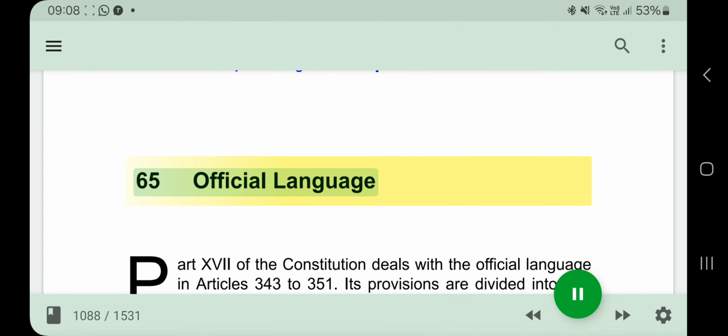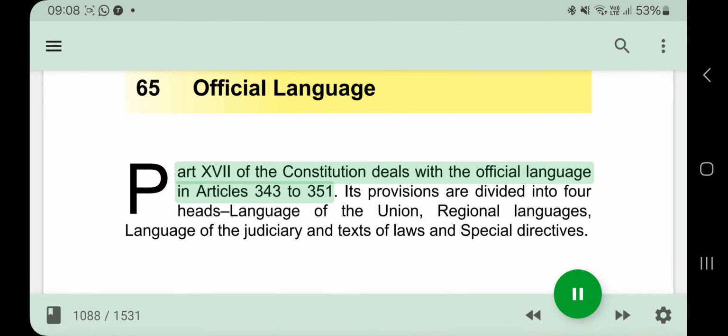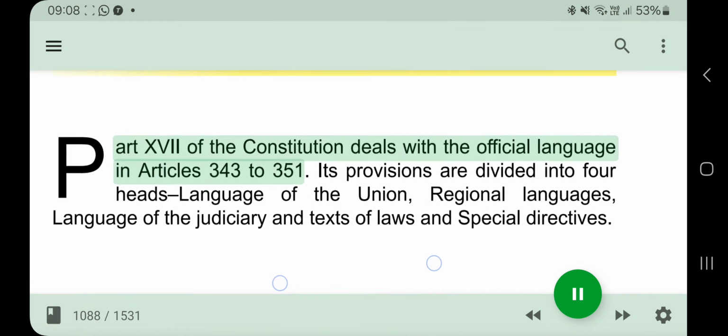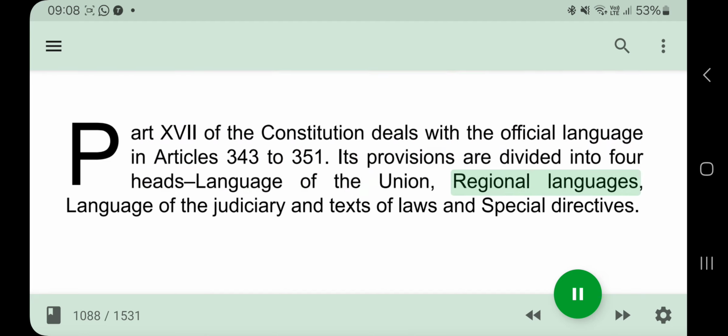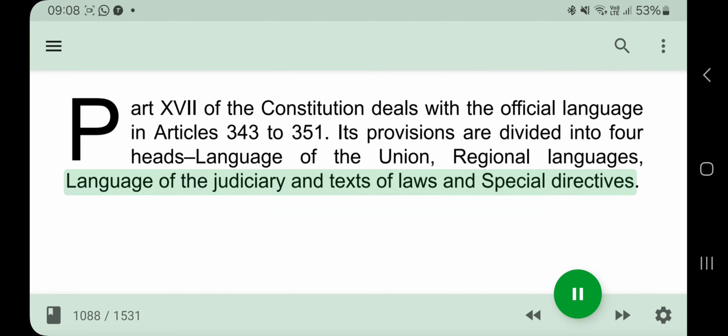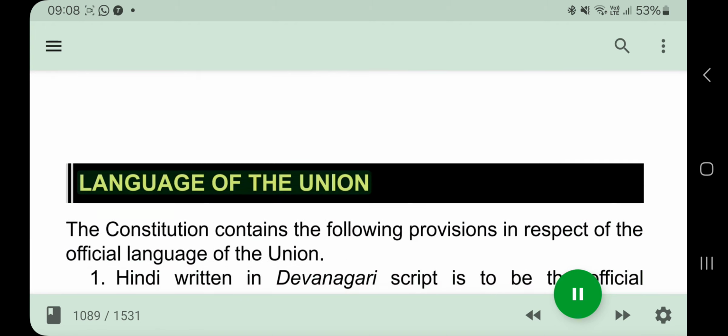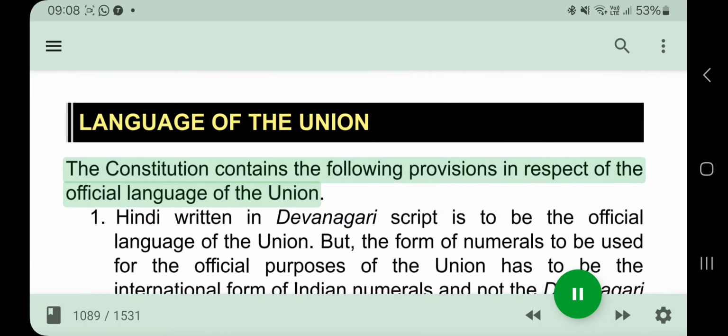65. Official language. Article 17 of the Constitution deals with the official language in Articles 343 to 351. Its provisions are divided into four heads: language of the Union, regional languages, language of the judiciary, and texts of laws and special directives. Language of the Union. The Constitution contains the following provisions in respect of the official language of the Union.